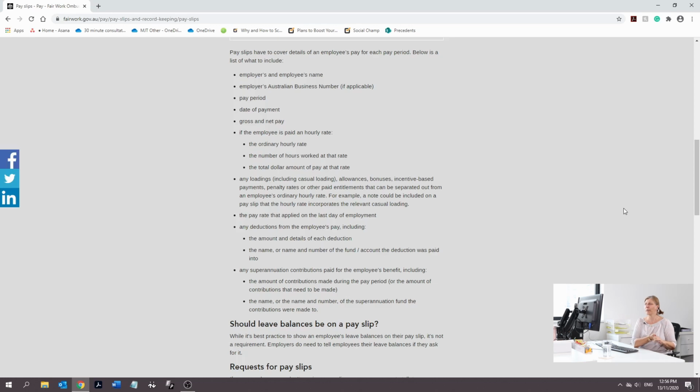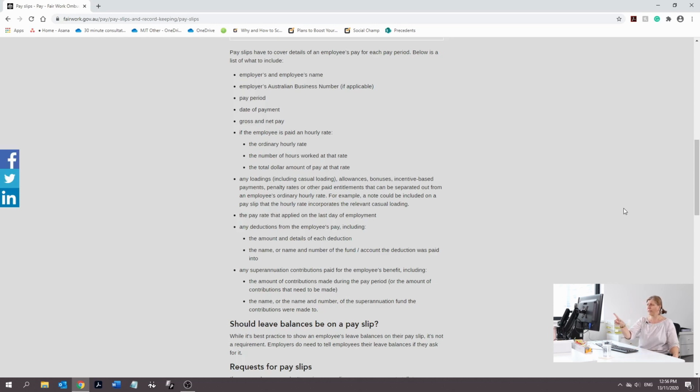Okay, and if the employee is paid an hourly rate, what that hourly rate is, the number of hours that you worked, and the total dollar amount of that hourly rate. Okay, and then it talks about loadings. So we're talking about casual loadings should be on there, allowances, bonuses, incentive-based payments, other paid entitlements. They all should be separated out in your payslip.